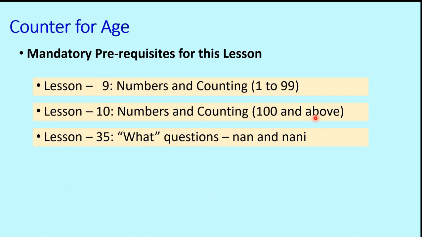So today's lesson is basically counter for age, and there are certain prerequisites for this lesson. Basically the chapters on numbers and counting and the interrogation what. Lesson 9 was the numbers and counting from 1 to 99. Lesson 10 was numbers and counting for 100 and above. And lesson 35 belonged to what kind of questions, that is nan and nani.